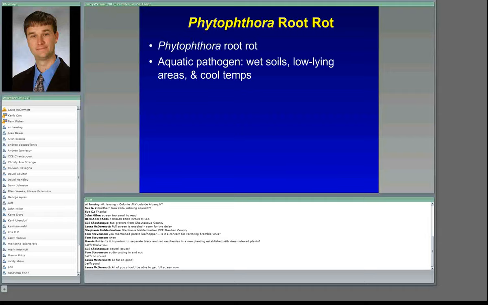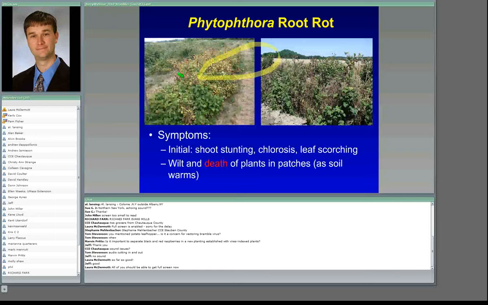Let's look at the symptoms. What will happen is you'll get some stunting and chlorosis. You can begin to see the chlorosis here, some of the chlorosis simply meaning a yellow spot. And, of course, wilt and death of plants in patches as the soil begins to warm. You can see there's a nice patch of really wilting and dying plants.